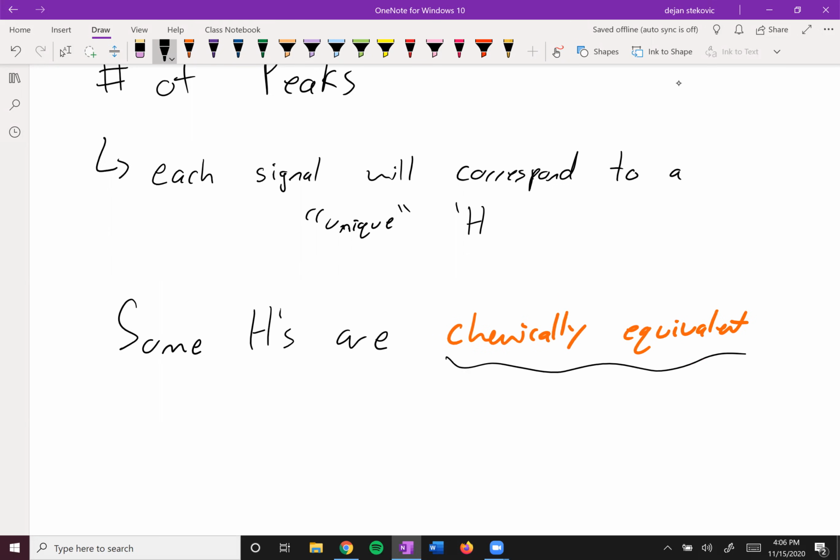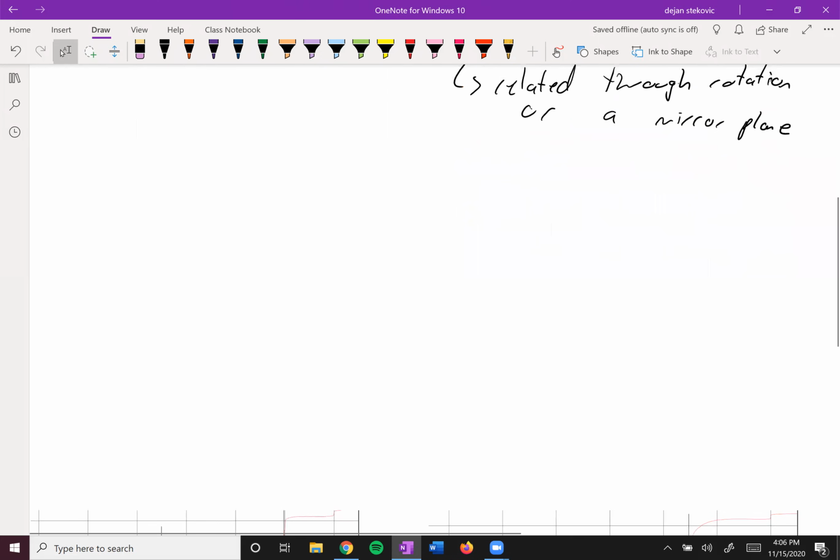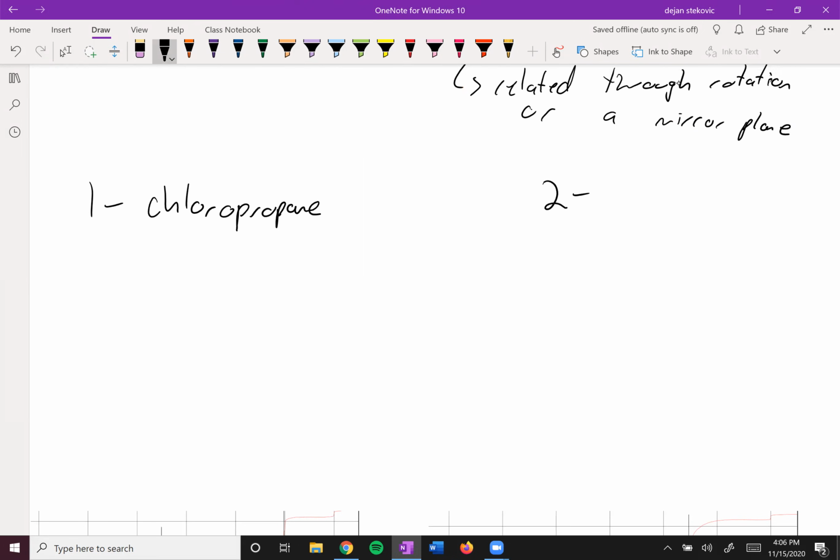And so what chemically equivalent technically means is that they're related through rotation or a mirror plane. There is some sort of symmetry within the molecule that causes the hydrogens to be in the same environment and are thus chemically equivalent. So let's take a look at two examples. One example we have here is 1-chloropropane. And then another example we have is 2-chloropropane. Right, so let's go ahead and just draw both of these molecules.